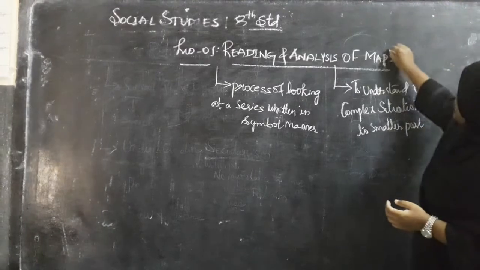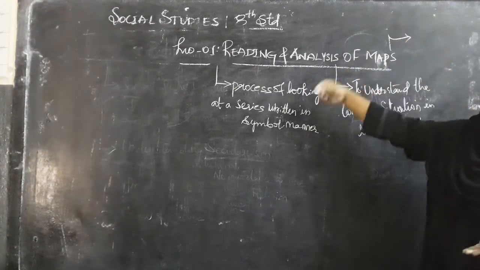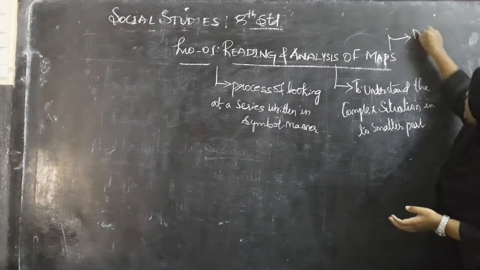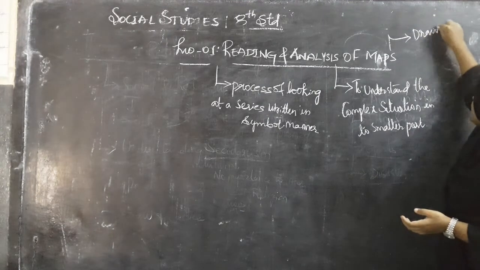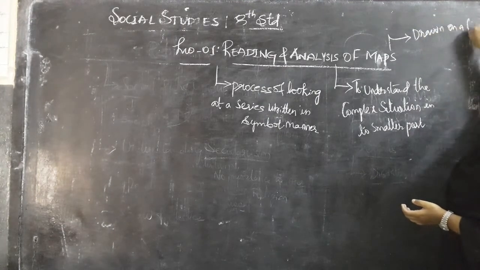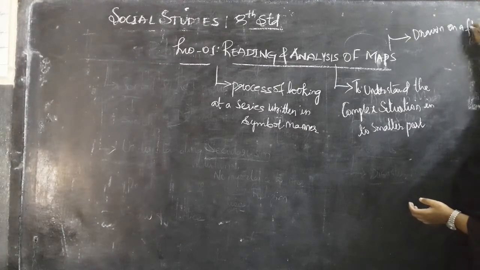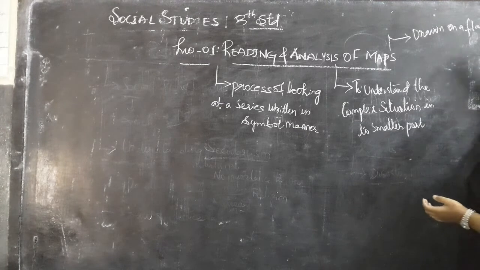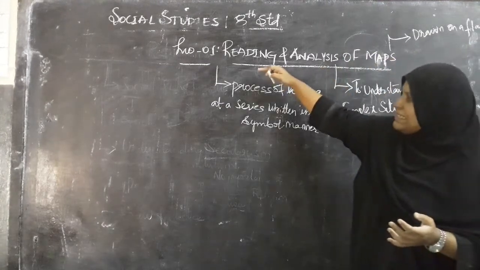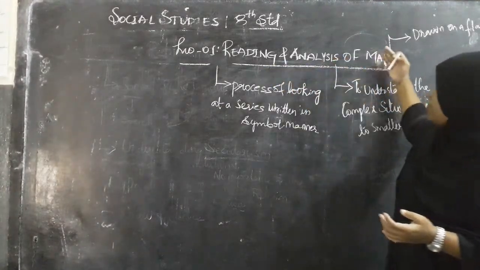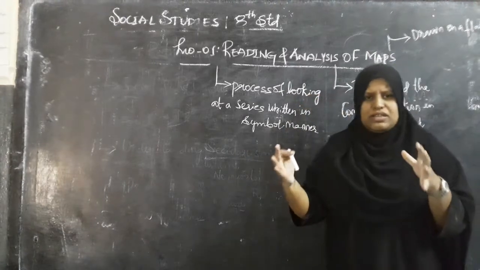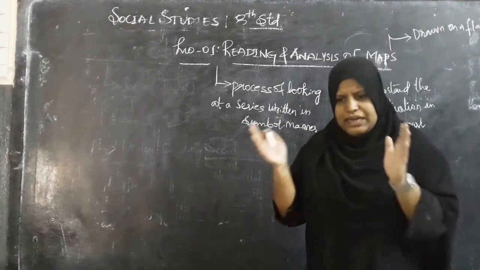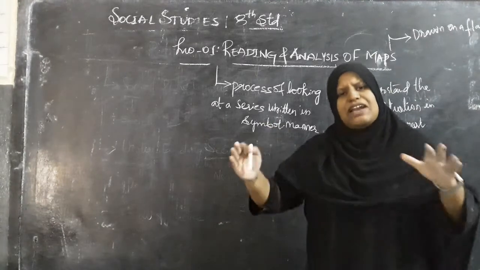Okay. Next, maps. Everyone knows from primary school what a map is. It is drawn on a flat surface. So in lesson number 1, reading and analysis of maps means looking at the process and understanding it, making something completely vast into a smaller one on a flat surface.